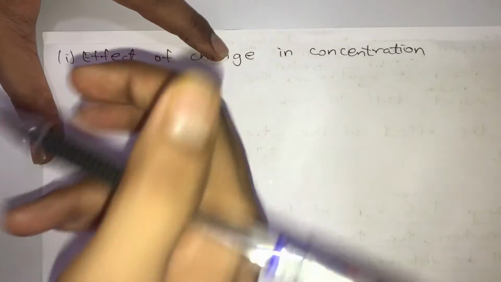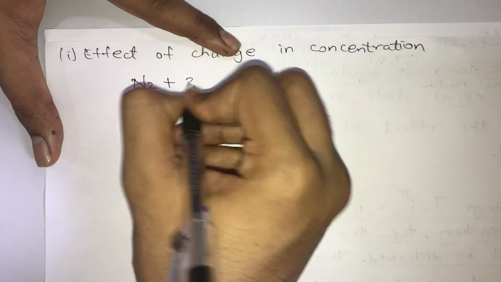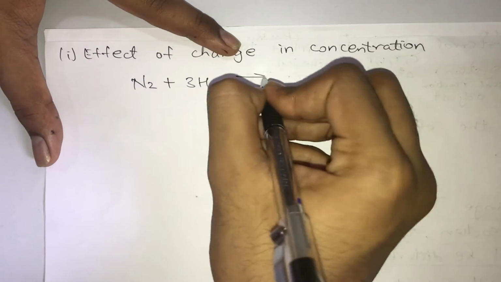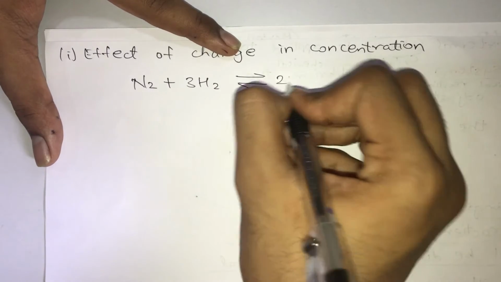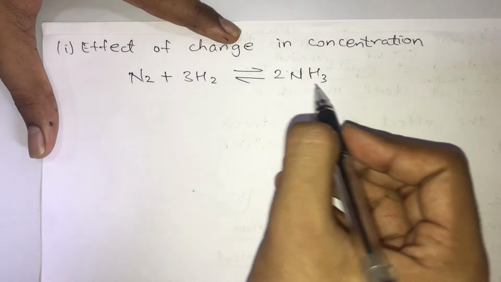Okay, so for that, let us consider a reaction where nitrogen reacts with 3H2, and it is a reversible reaction obviously, to give us NH3, ammonia. Okay, this NH3 is nothing but ammonia.